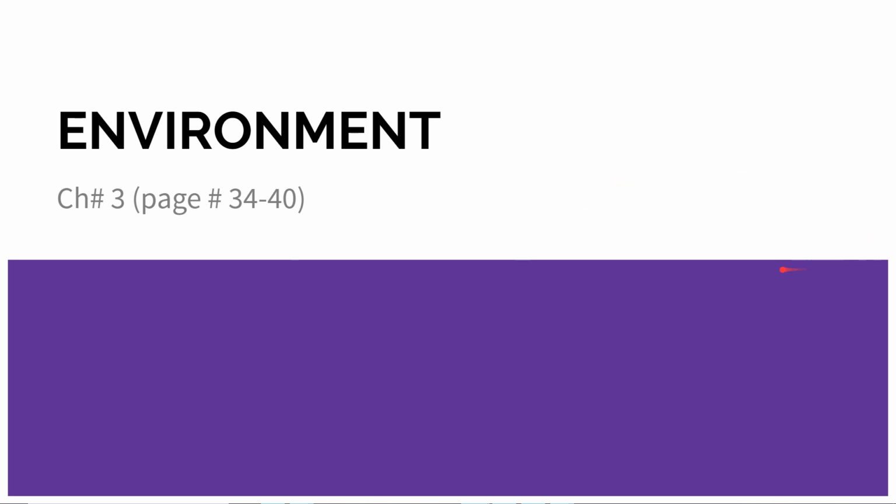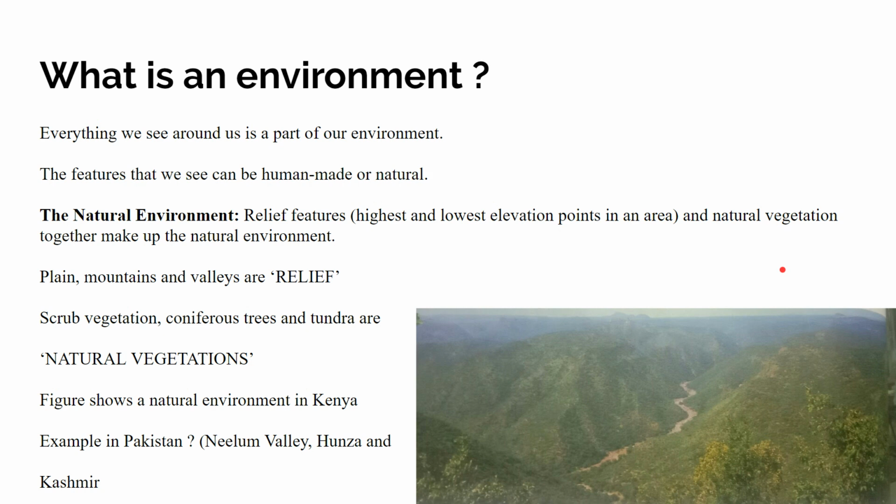So let's start with the chapter environment. What exactly is an environment? When you see things around you, they're all part of your environment. Your surrounding is your environment. The features that we see can be human made or natural.